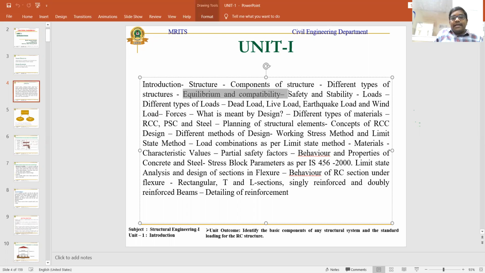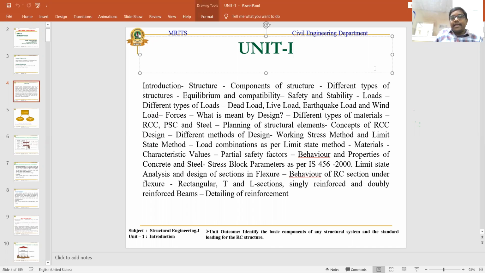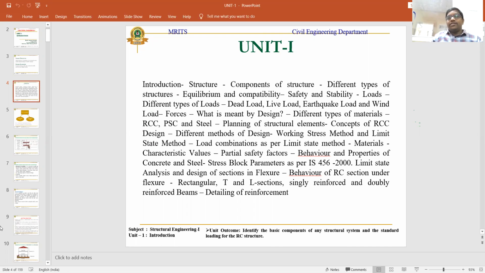What are equilibrium and compatibility? By taking any structure we can assume that we have three equilibrium equations: summation of horizontal forces equals 0, summation of vertical forces equals 0, and summation of moments equals 0. In addition to this, we must study safety, serviceability and stability of the structure. Without this, we can't design a structure. How many years it will last, that all comes under safety and stability.